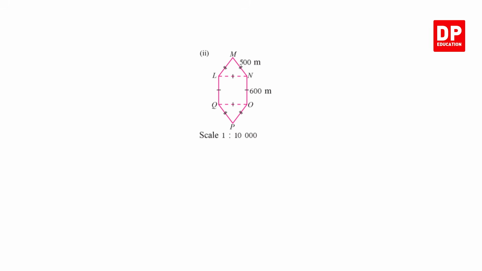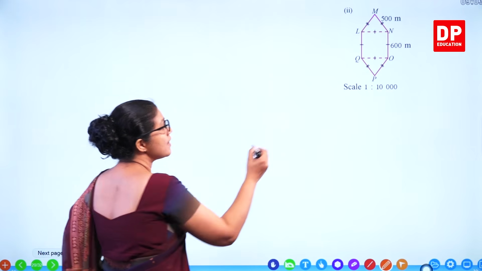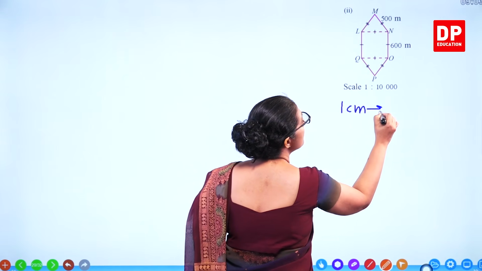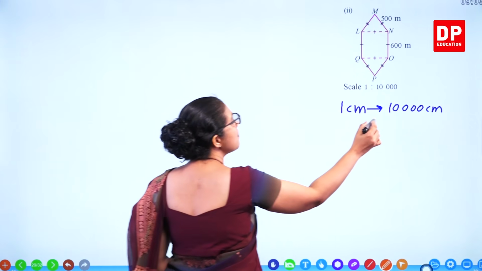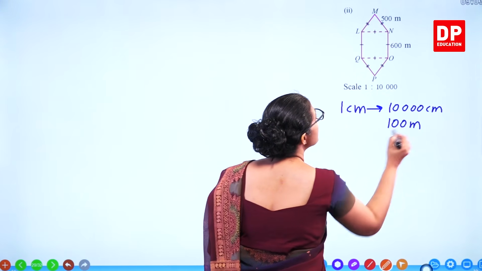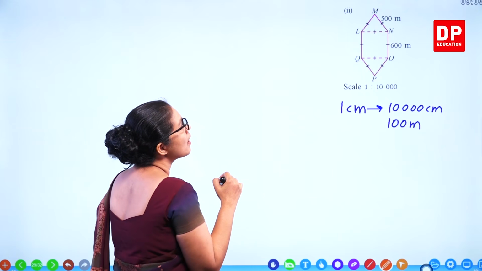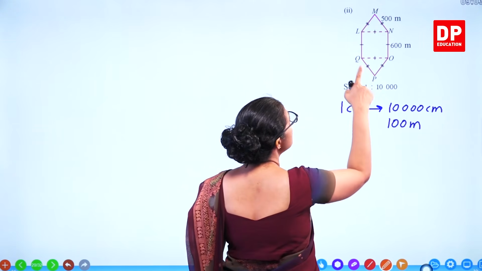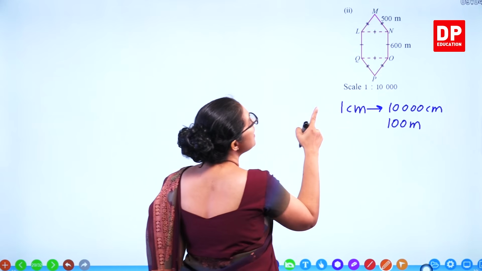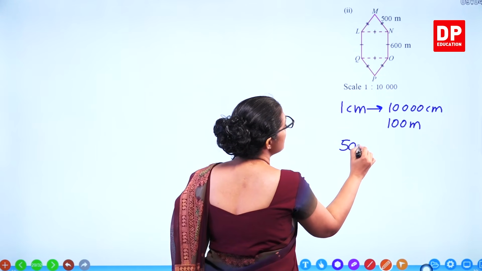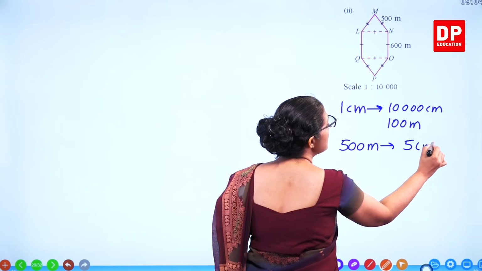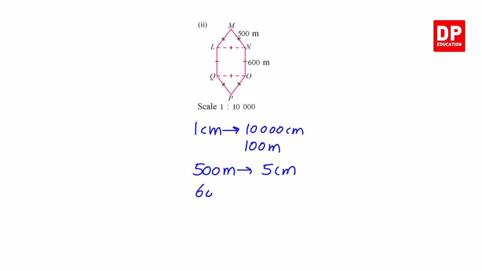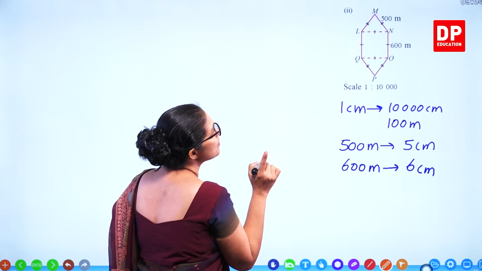This diagram is 1 to 10,000 scale. So what does 1 to 10,000 mean? 1 centimeter represents 10,000 centimeters. Divide by 100, that means 100 meters. So 100 meters means 1 centimeter. So we need measurements 500 meters. That means divide by 100, 5 centimeter. 600 meter length we need. That means 6 centimeters. So those are the measurements we need.